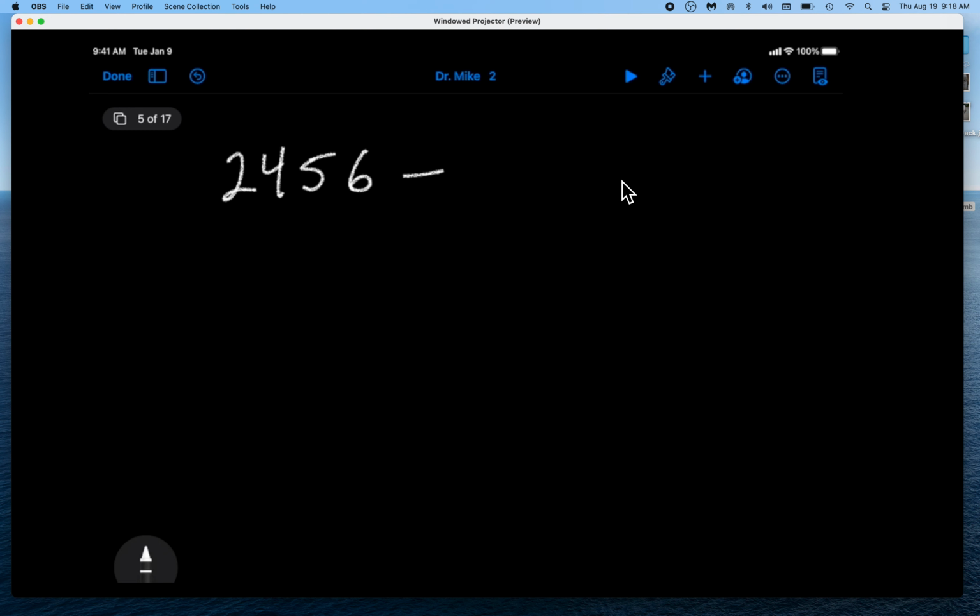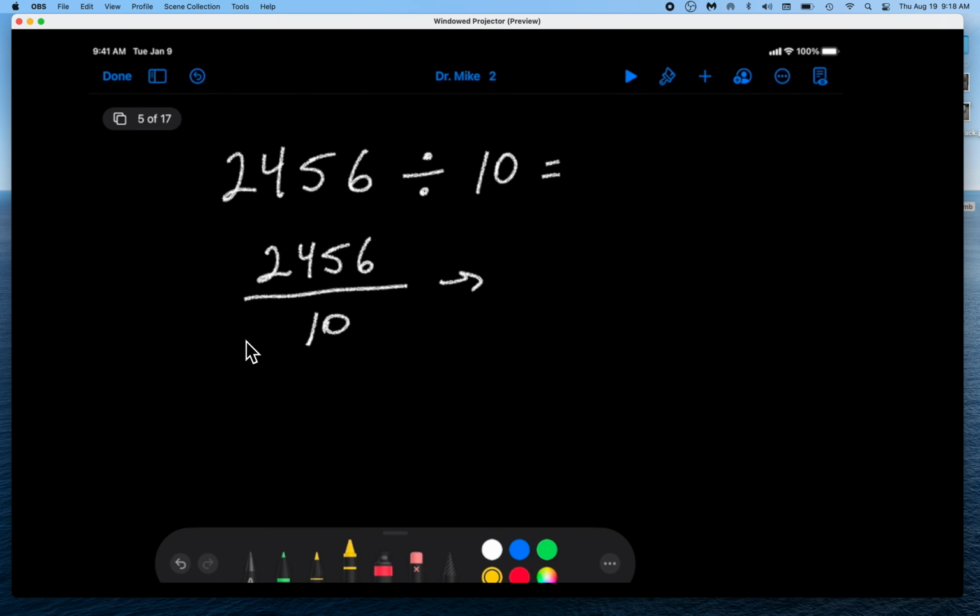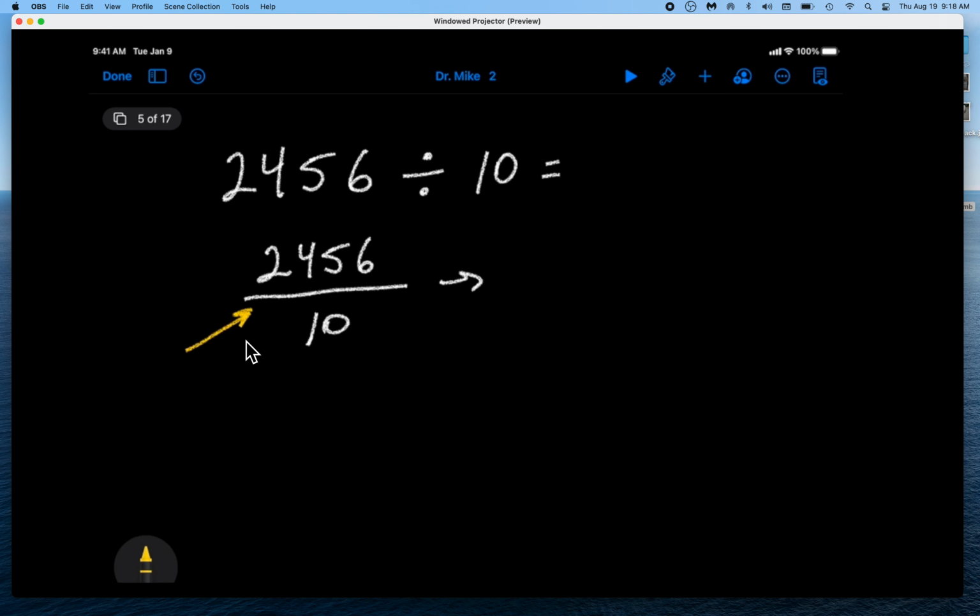In other words, sometimes you'll be presented with this problem like so, with that division symbol, and other times you'll see it as a fraction. Don't let that confuse you. This fraction form is the same thing as this division problem: 2,456 divided by 10. This fraction line can be thought of as a division sign. Look, it even has a fraction line within it.